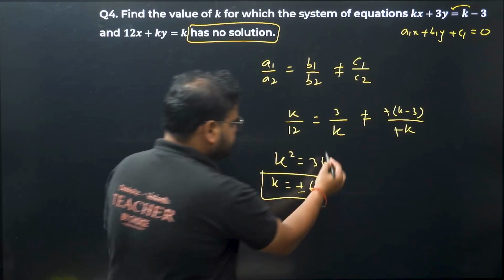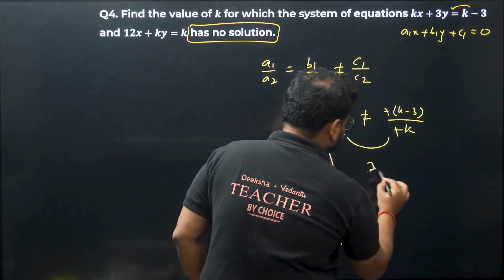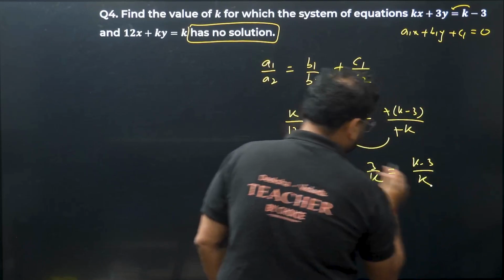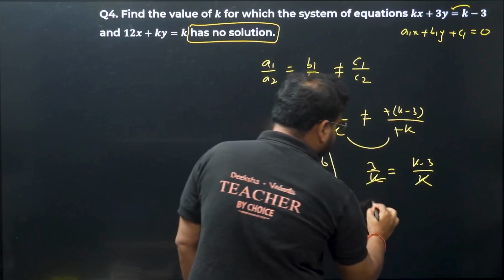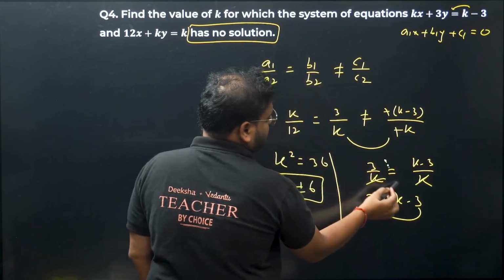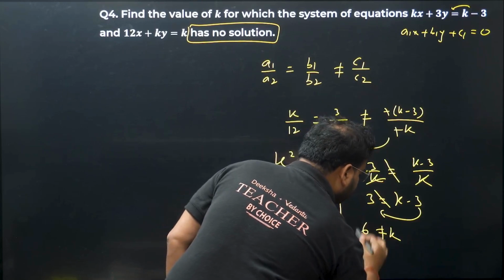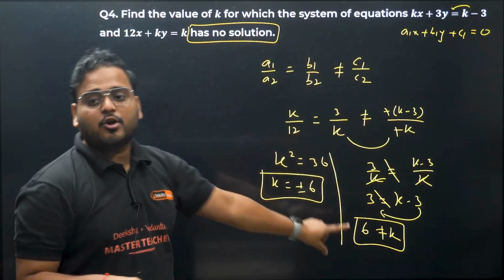From the second one, from these two, have a look. 3 by k equals k minus 3 by k. Okay, k and k cancel over here. I get 3 equals k minus 3. Bring this over here. Okay, I get this as 6 not equal to k. Basically k cannot be 6. For this to be no solution, k cannot be 6.